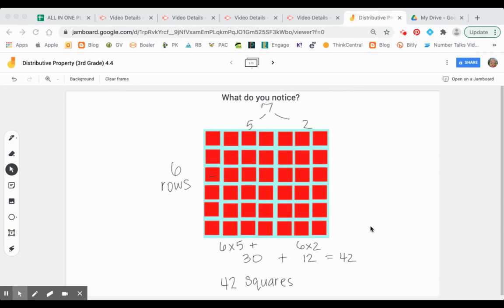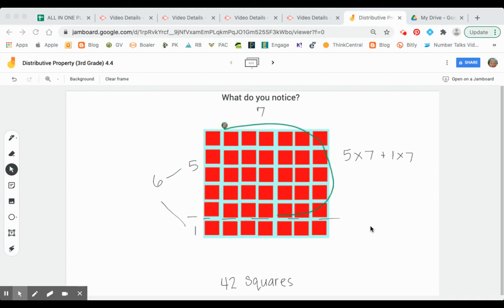Okay, let's see. I'm going to take some more guesses. What else could we say? Ooh, did anybody keep the 7 together? And then did anybody split up the 6? Maybe you decided to chop up the 6 into a 5 and a 1. And then we have 5 groups of 7. 5 groups of 7 plus 1 group of 7. So 5 groups of 7 would be here. And then 1 group of 7 would be here, right?